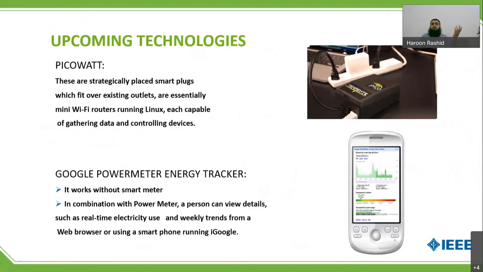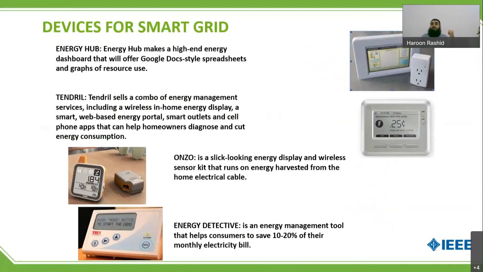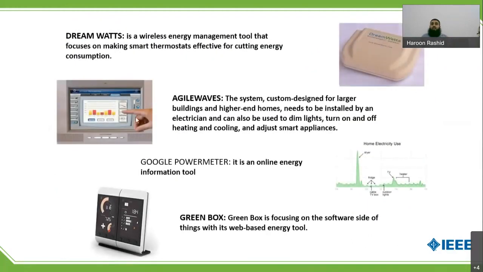So there are some upcoming technologies, some of them already in the market, which can be used at a domestic level. You don't even have to wait for the government to implement. A few examples are picowatt or Google Power Meter, where, if you don't have smart meters, you can track your energy consumption using digital devices at your home. This is another approach of moving toward the smarter way and contributing to the country's smart grid initiative. You can connect these devices with your appliances, where you can optimize your usage and reduce the cost. Some of these devices are already available in the market.